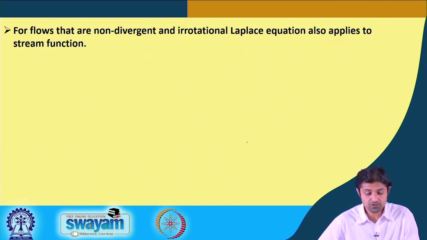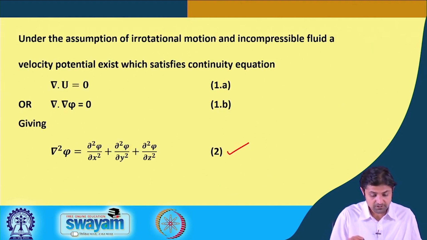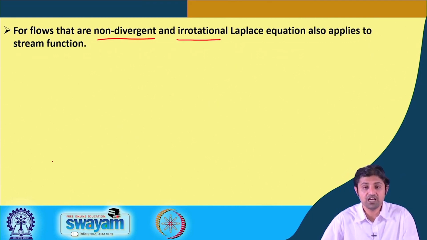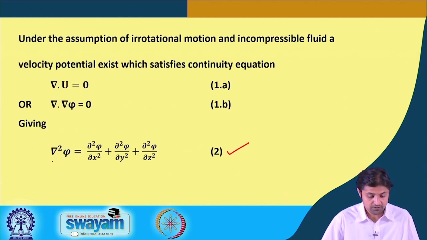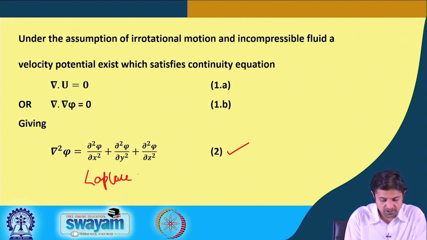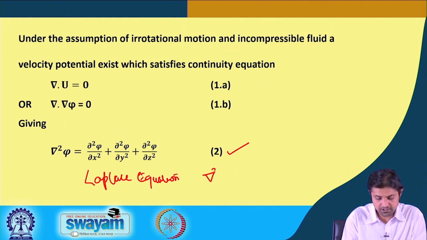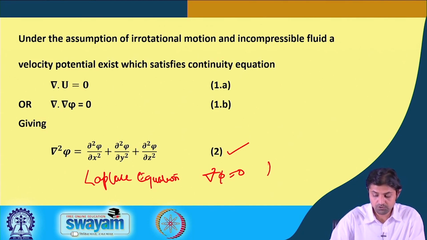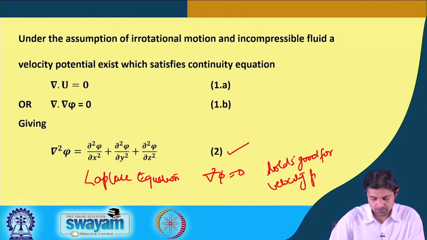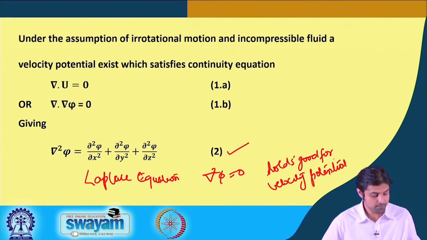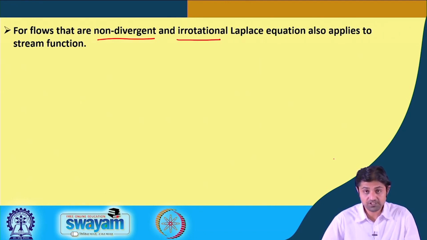So if you follow, we have got del square phi is equal to 0. So if we consider the flows which are non-divergent and irrotational, the previous equation was nothing but the Laplace equation, right. So for non-divergent and irrotational flows, the Laplace equation also applies to the stream function. So we have seen that for the velocity potential, del square phi is equal to 0, the Laplace equation holds good. All right, but for the flows that are non-divergent and irrotational, we say that the Laplace equation can also be applied to the stream function. How? We are going to see.